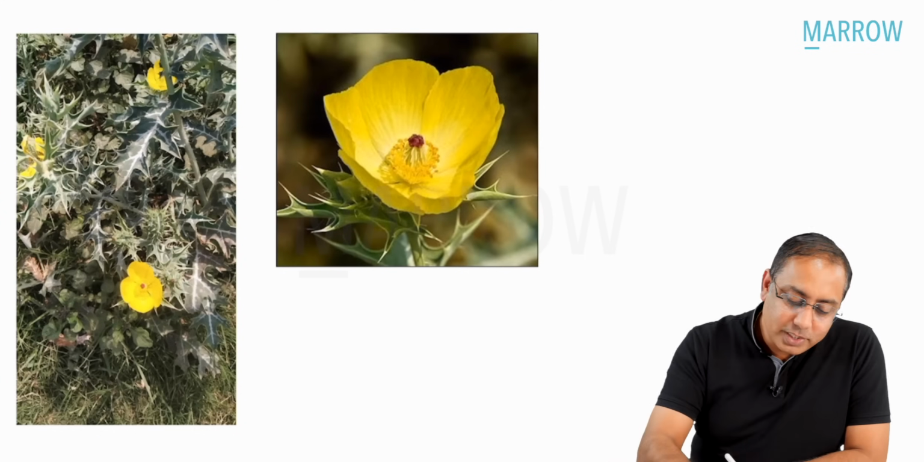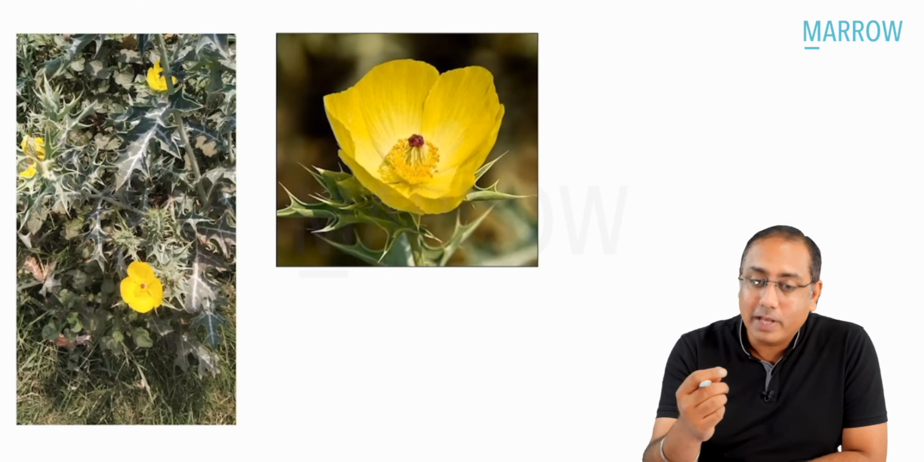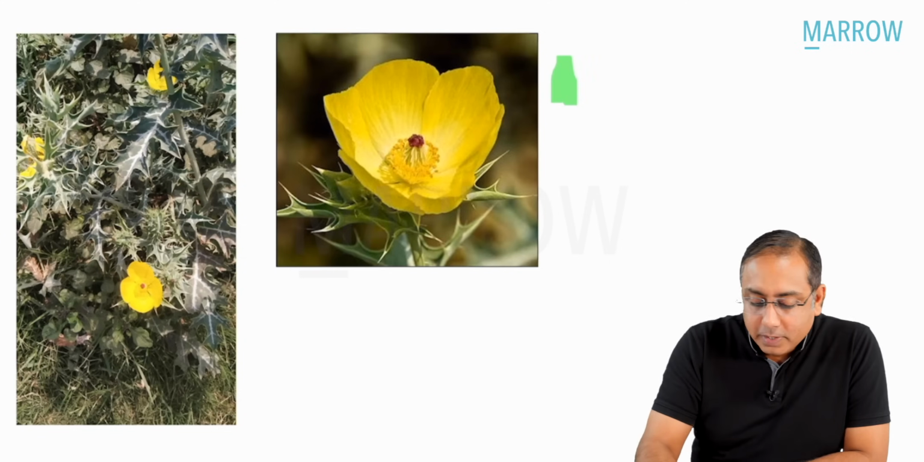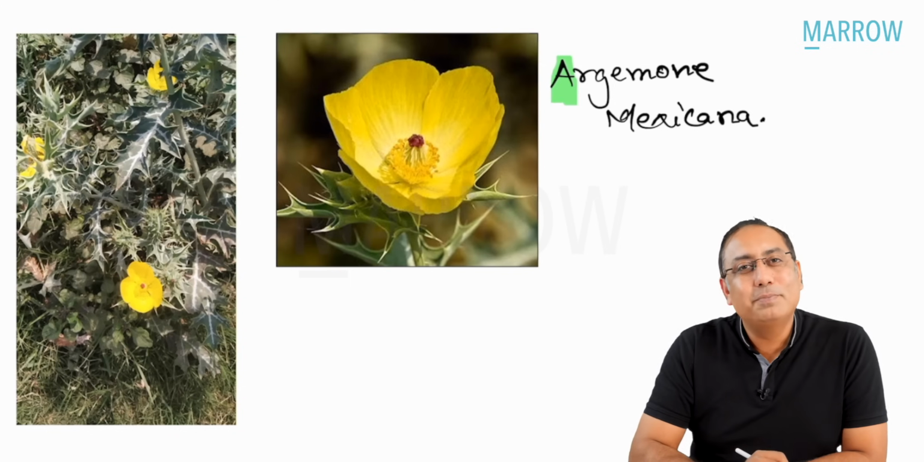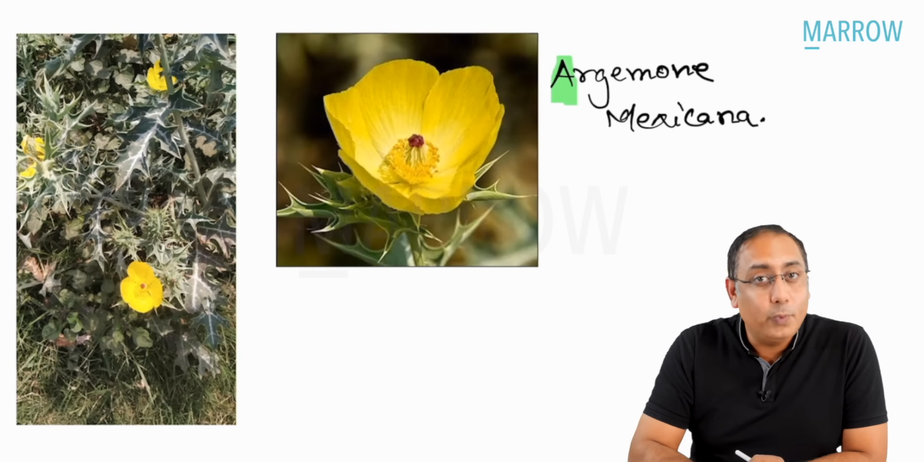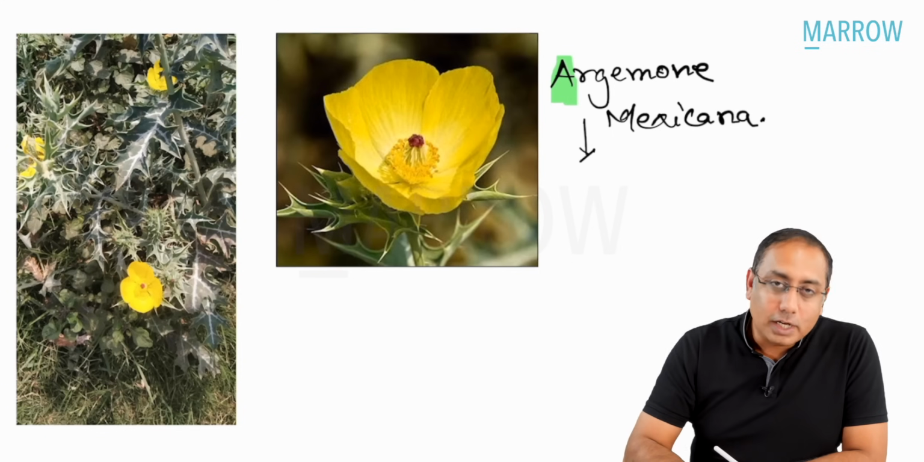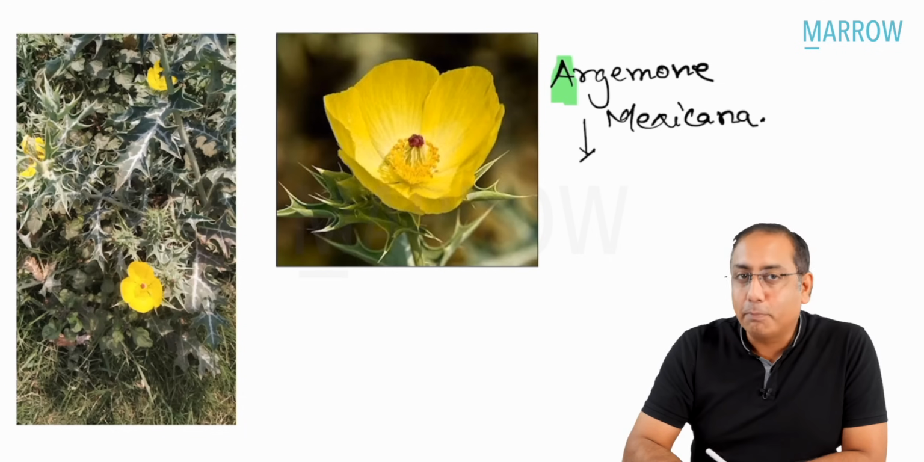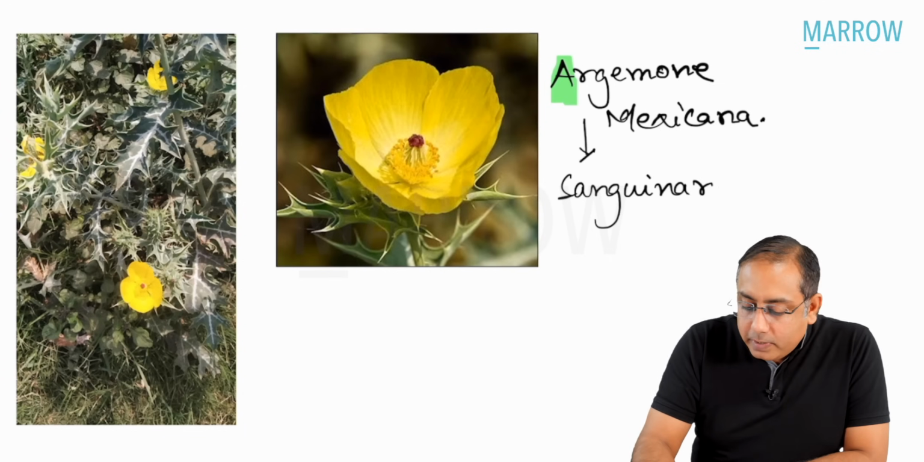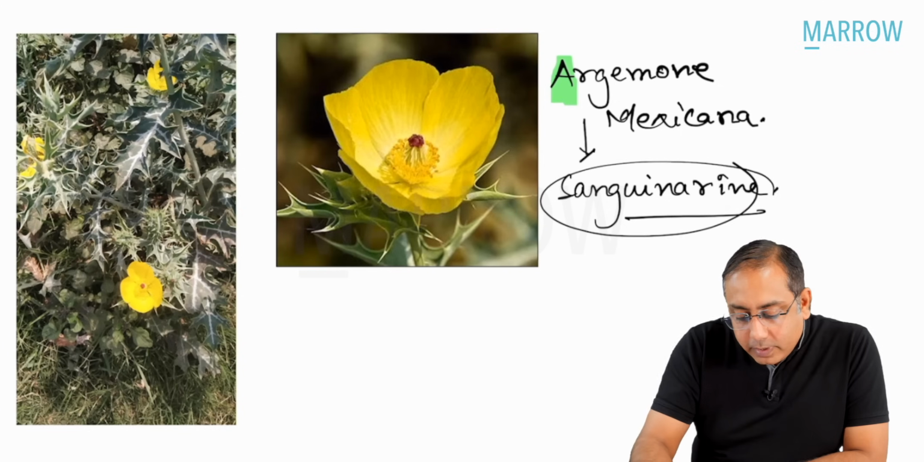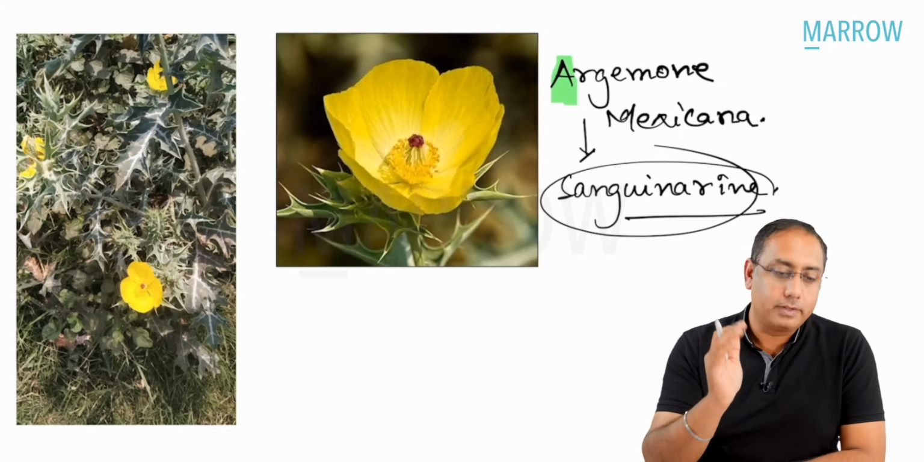Coming next, what do you see over here? Which flower is this? This is not a Valentine flower, it is the Argemone flower, Argemone mexicana. Why do you study Argemone mexicana? It is a weed which grows in mustard fields. This Argemone mexicana has a toxin or a poison called sanguinarine. And this sanguinarine is a very problematic thing.